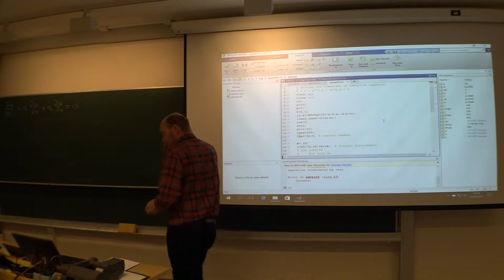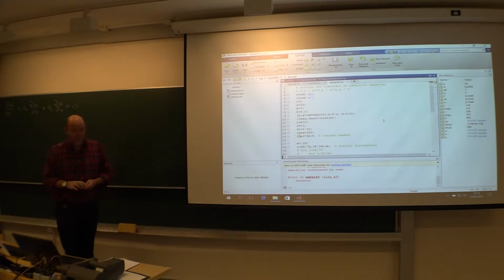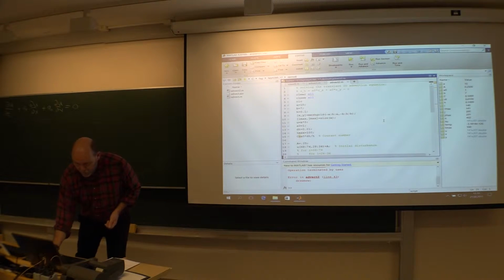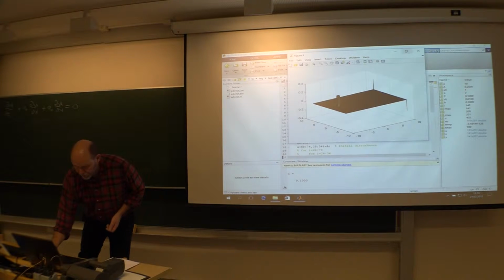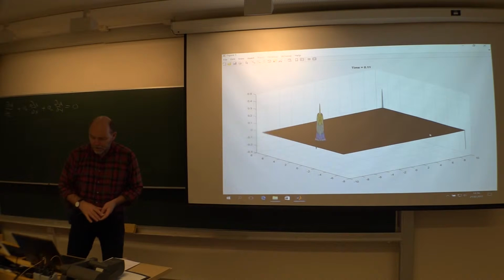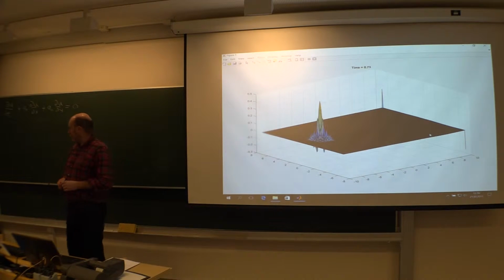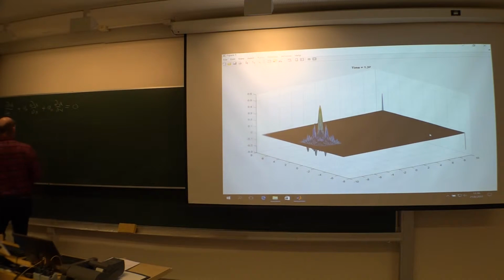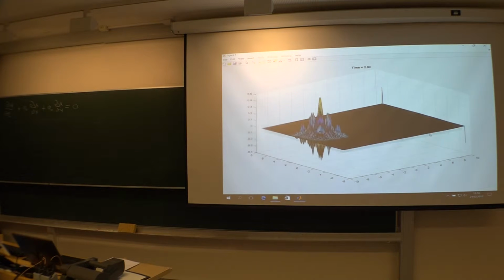Okay, we start up again. The problem with the central space scheme: it is unconditionally unstable. It explodes no matter what you do. So now, the first order upwind scheme for this one.